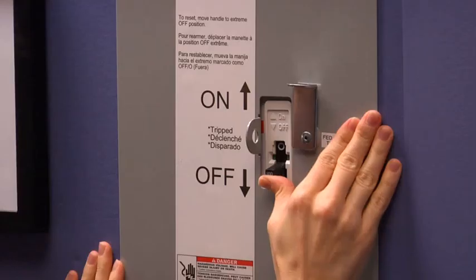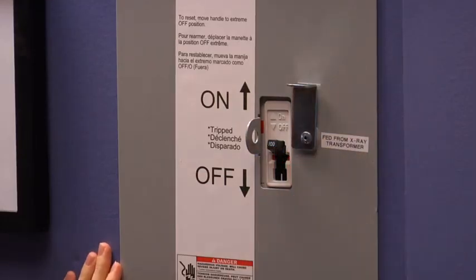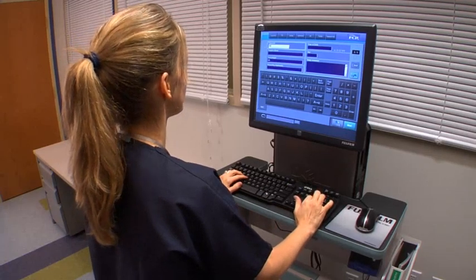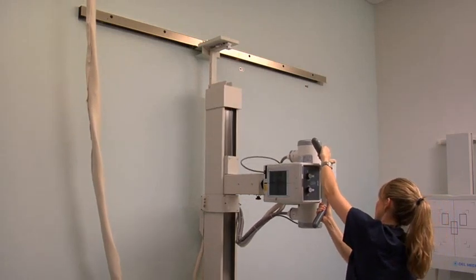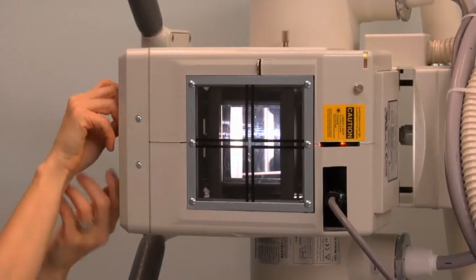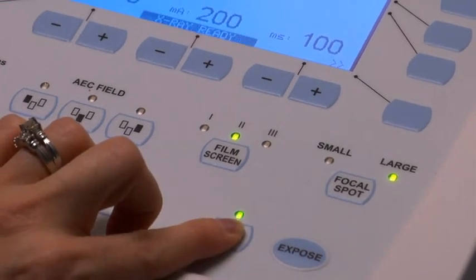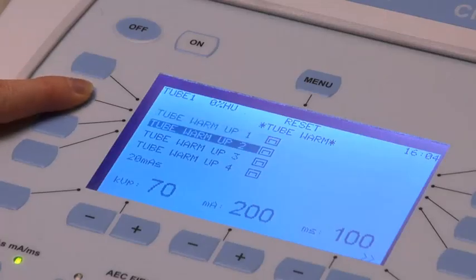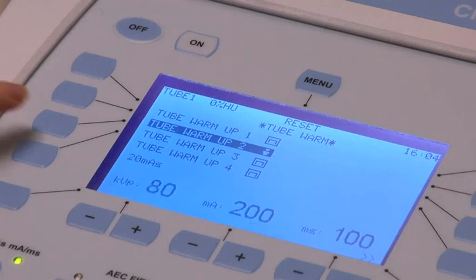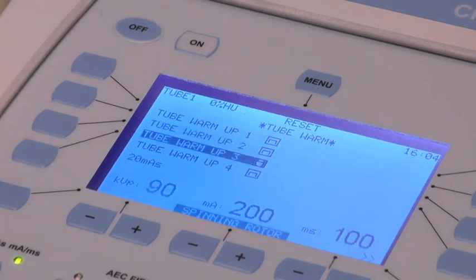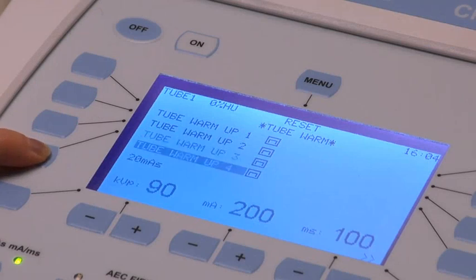To prepare the X-ray room, switch on the X-ray generator, computer workstation, and X-ray equipment in the room. Warm up the X-ray tube at the beginning of each day or after a break of 1 hour or longer to protect it from damage. Activate the rotor with the prep button and make a sequence of exposures.